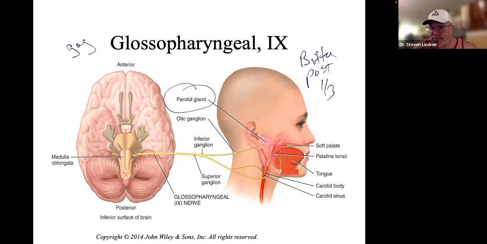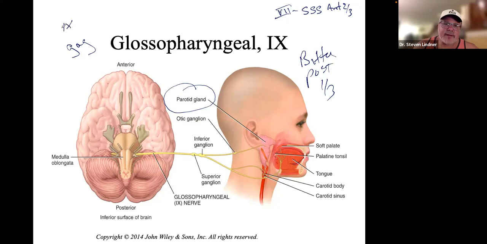So cranial nerve 9 is bitter to the posterior 1/3 of the tongue, whereas cranial nerve 7, which was the facial, was sweet, sour, salty to the anterior 2/3 of the tongue. So cranial nerve 7 deals with the sense of taste for sweet, sour, salty to the anterior 2/3 of the tongue, but cranial nerve 9 was bitter to the posterior 1/3 of the tongue. It deals with the parotid gland and also deals with the gag reflex.